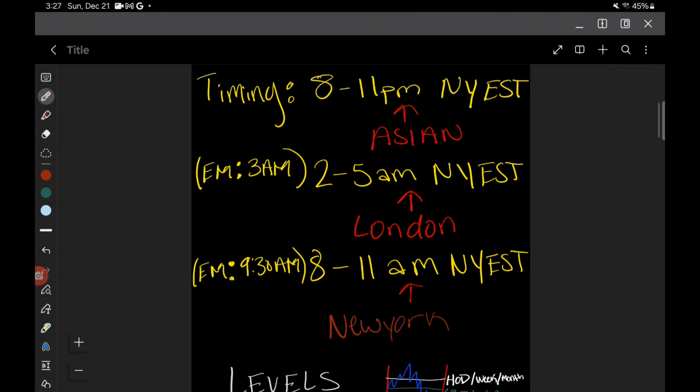Now, timing. If you're an Asian trader, then you're trading between the hours of 8 p.m. to 11 p.m. New York Eastern Time. If you're a London trader, then you're trading between the hours of 2 a.m. to 5 a.m. New York Eastern Time. Now, in London session, the equity hour for that session is at 3 a.m. That's basically when volume really starts to kick in. So I would be looking to get in around that time.